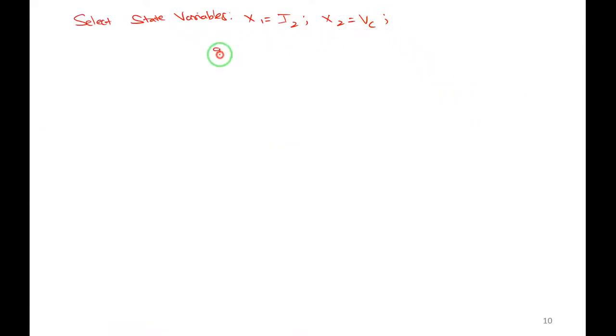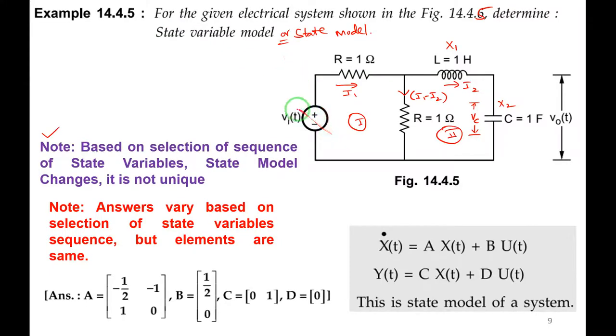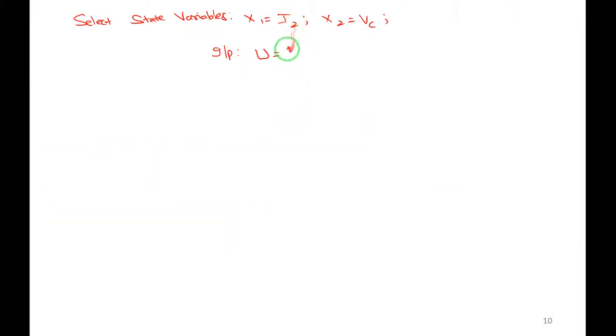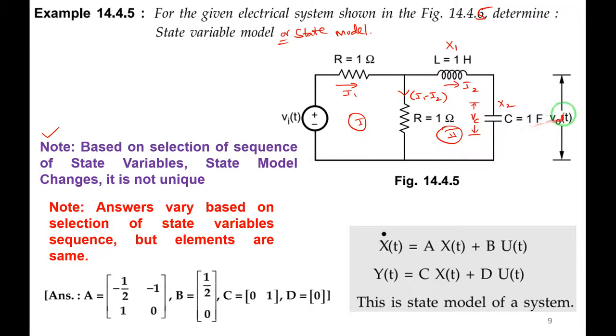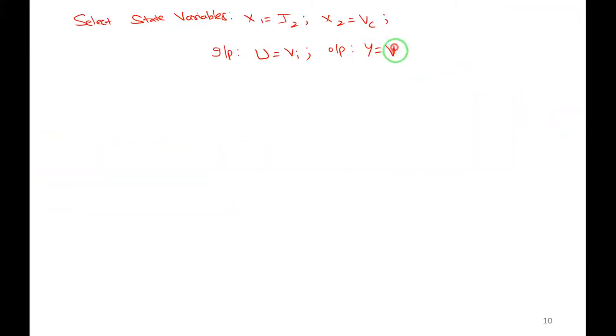Then which is the input? Input U. What is the input here? Vi. Vi of t, I will simply write Vi, not Vi of t. They are all functions of time only. Then output Y. What is the output Y here? V naught of t, I will simply write V naught. Right? We have identified these.